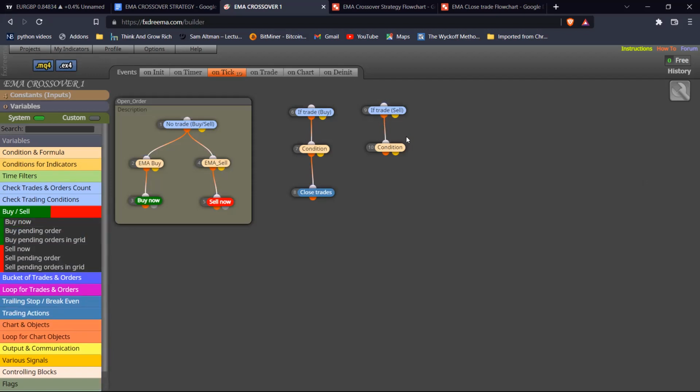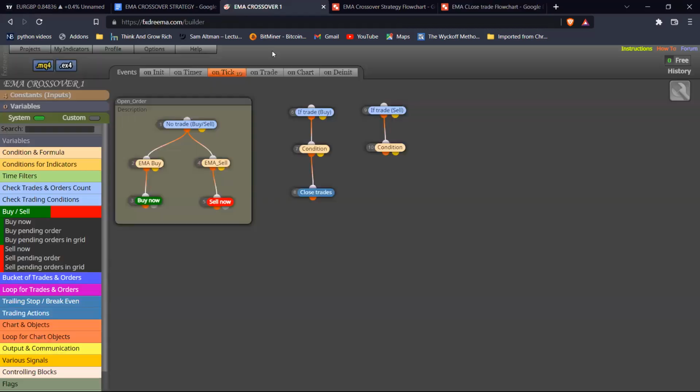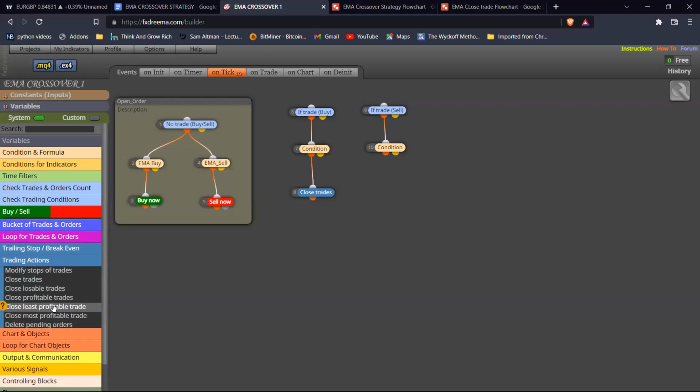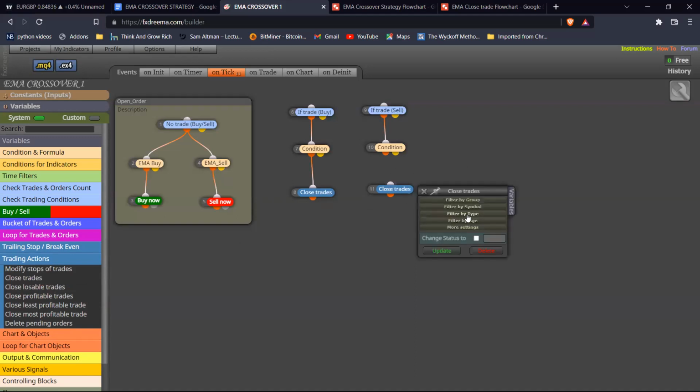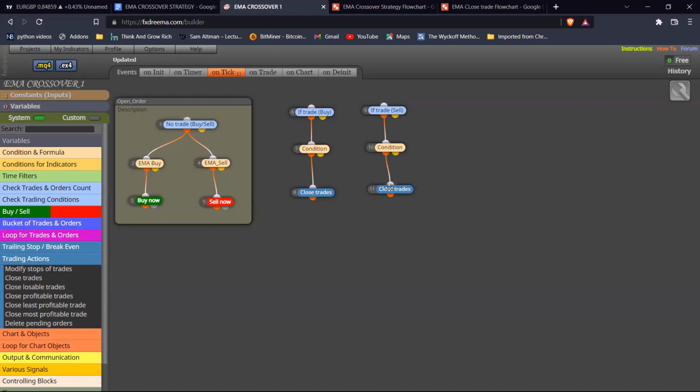And then, well, if that is met, that means if it checks and there's a sell trade open, and keeps checking at the close of each candle, if the 5 period has crossed above the 12, and if that has happened, it will then proceed to do what? What do we want to do? Well, we want to close the sell trade, right? So remember, we double click, we want to make sure that we're closing just the sell for this one, just as we did the opposite for the buys. Okay, and then we click update and you connect these two together.